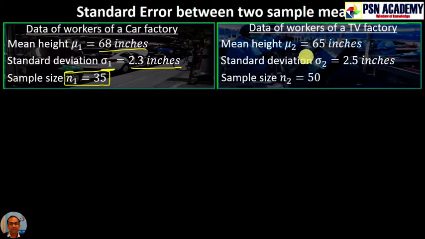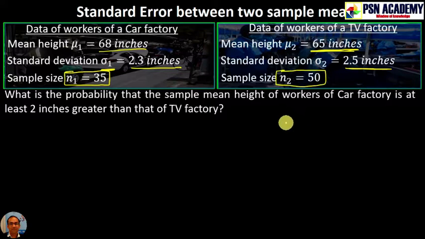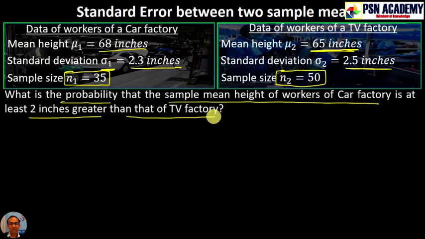Similarly, we go with the TV factory on the right hand side, and we have this mean height mu2 as 65 inches. Standard deviation sigma 2 is 2.5 inches, and we have a sample size N2 as 50. Now, the question is, what is the probability that the sample mean height of workers of this car factory is at least 2 inches greater than that of the TV factory?